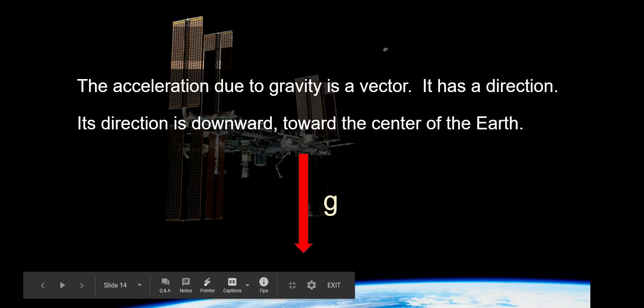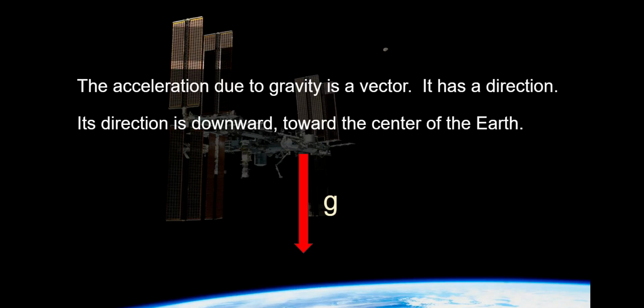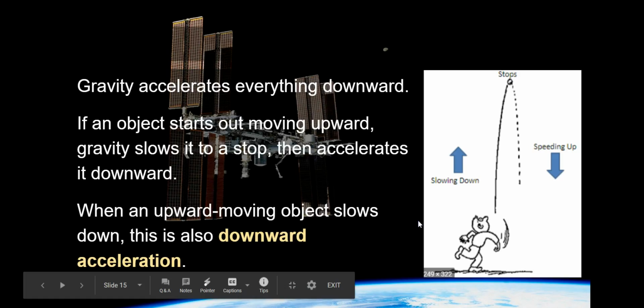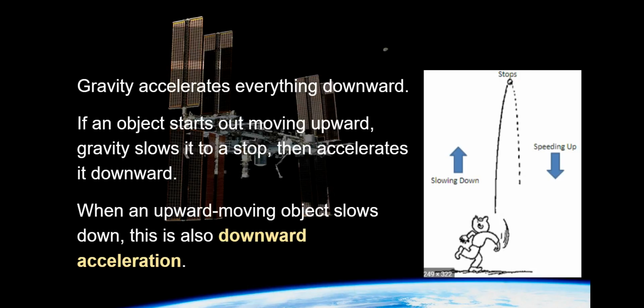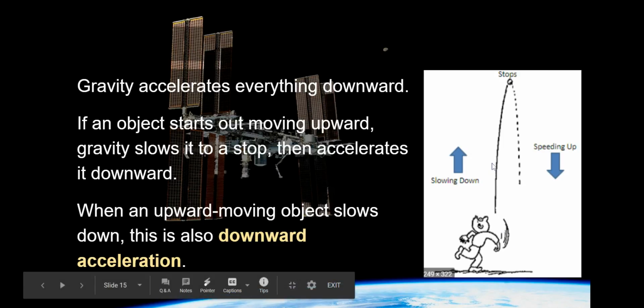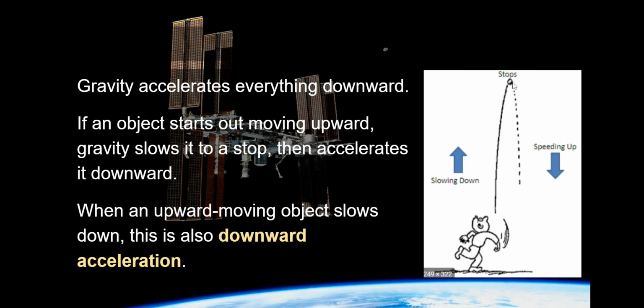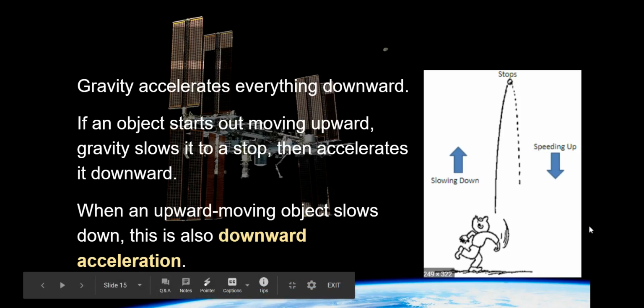The acceleration due to gravity is a vector. It has a direction. The direction is downward toward the center of the Earth. Gravity accelerates everything downward. If an object starts out moving upward, gravity slows it to a stop, then accelerates it downward. When an upward moving object is slowing down, this is downward acceleration. It's acceleration in the opposite direction to the velocity. Eventually it stops, and then it starts accelerating down, and its velocity is in the same direction as the acceleration.